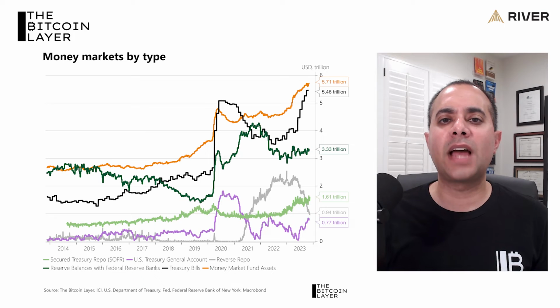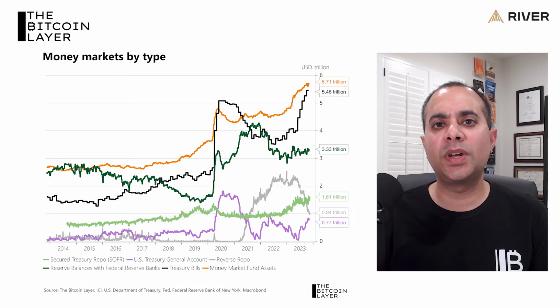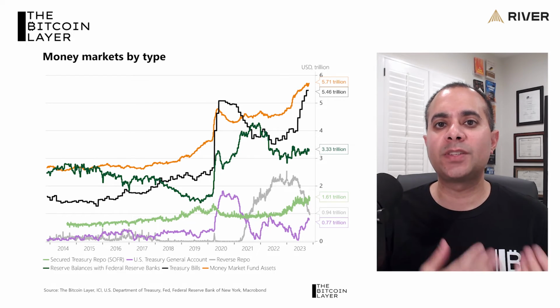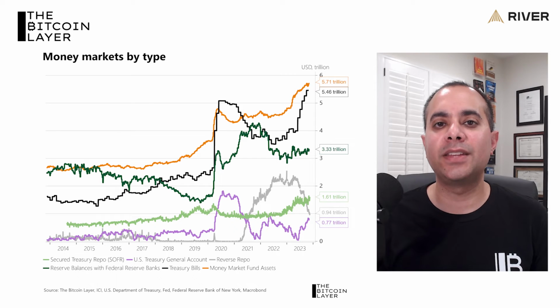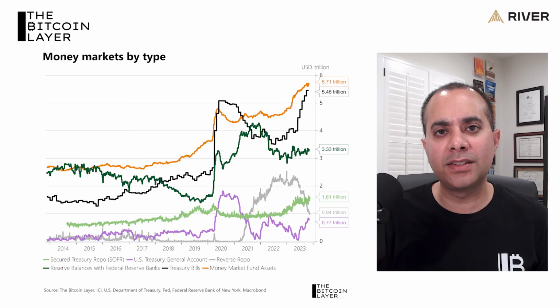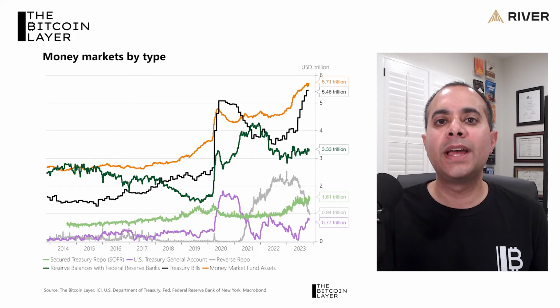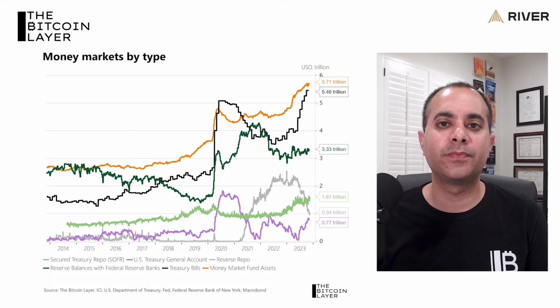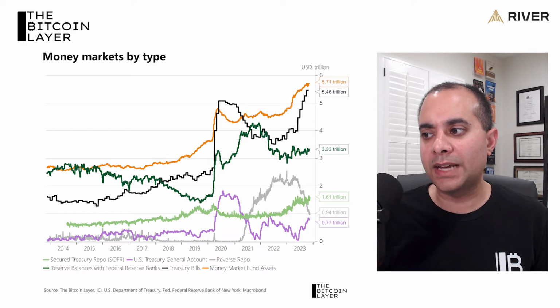Now, why is this a type of liquidity? It's a type of liquidity because when the Treasury spends money, they're spending it into the economy. So when the Treasury spends down the balance, that is positive for cash coming into the system. Okay, so let's go to the next line.